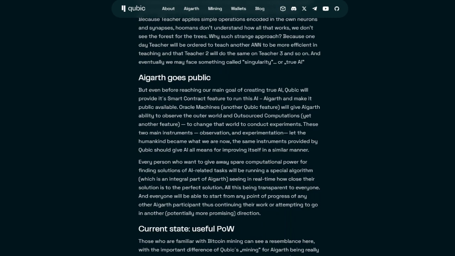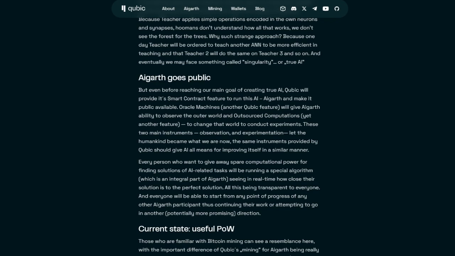So AGART goes public. But even before reaching our main goal of creating true AI, Qubic will provide a smart contract feature to run this AI, AGART, and make it publicly available. Oracle machines, another Qubic feature, will give AGART the ability to observe the outer world, and outsource computations, yet another feature, to change that world to conduct experiments. These two main instruments, observation and experimentation, let humankind become what we are now. The same instruments provided by Qubic should give AI all the means for improving itself in a similar manner.